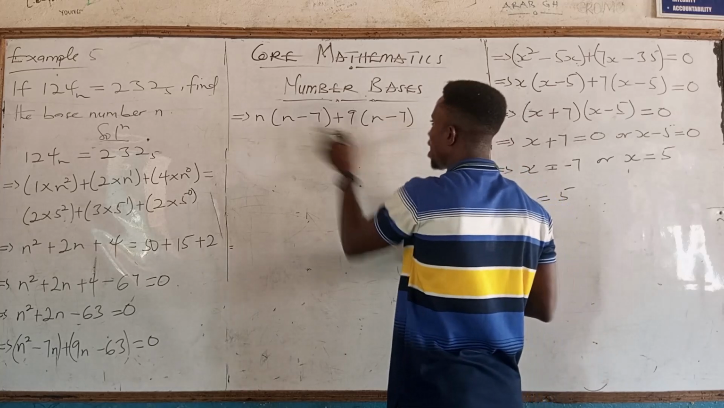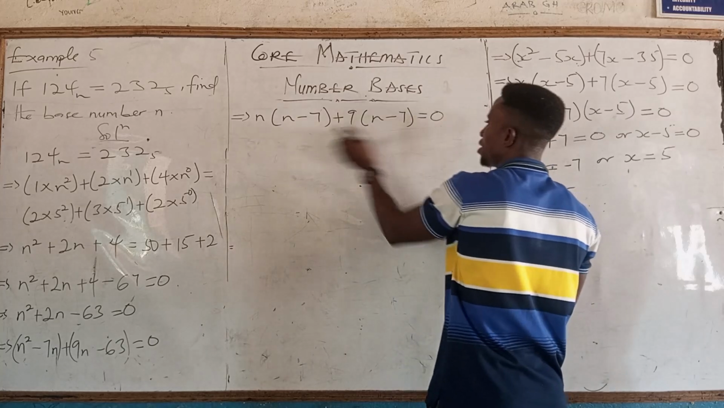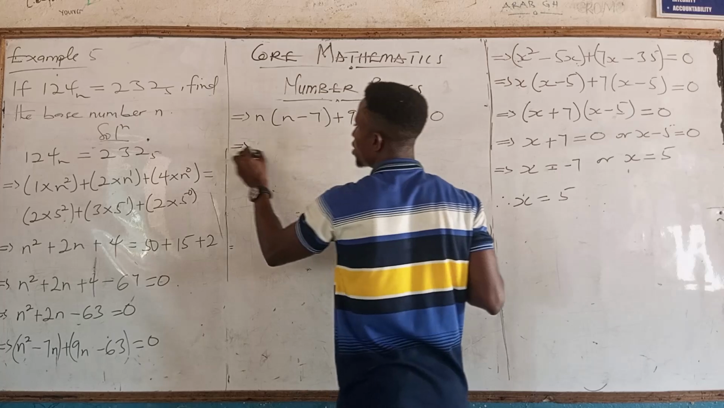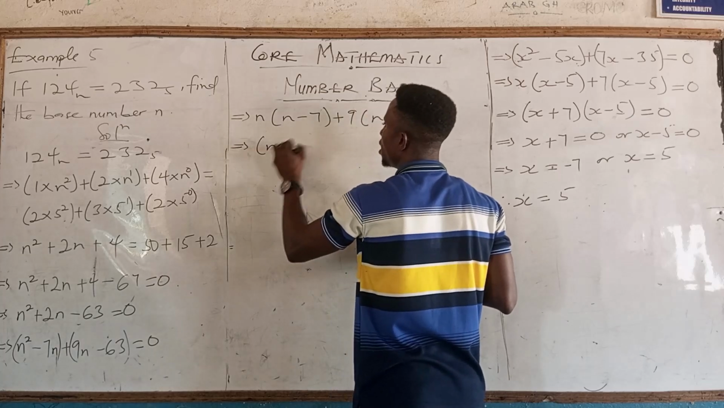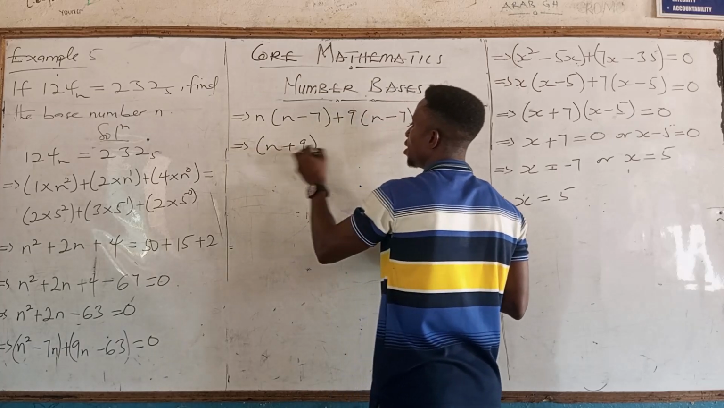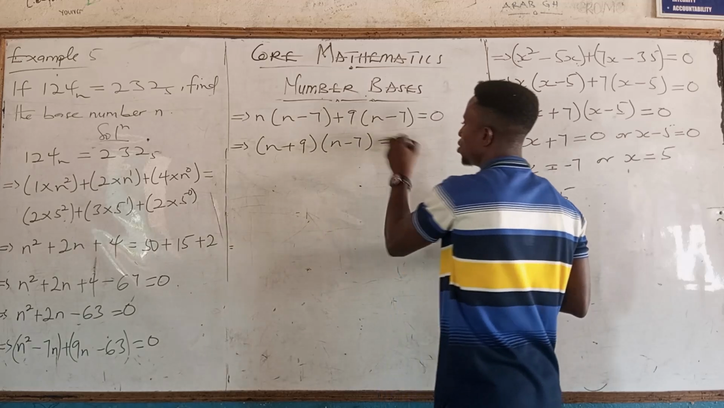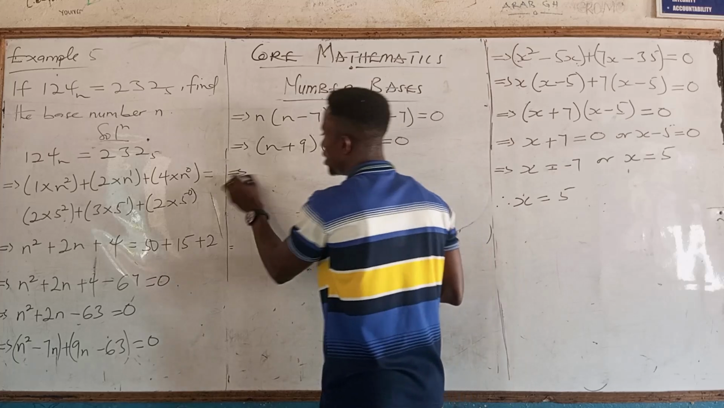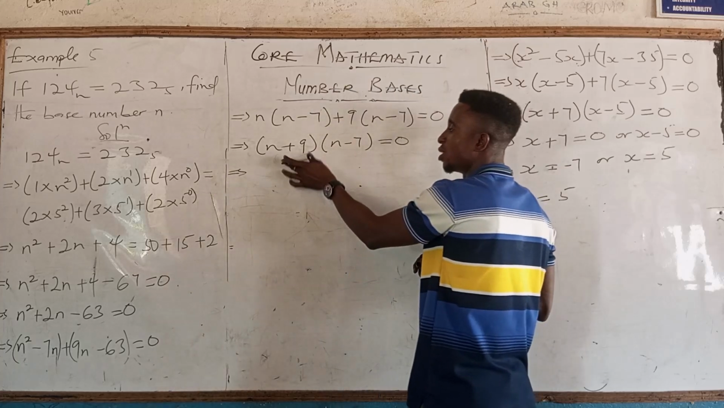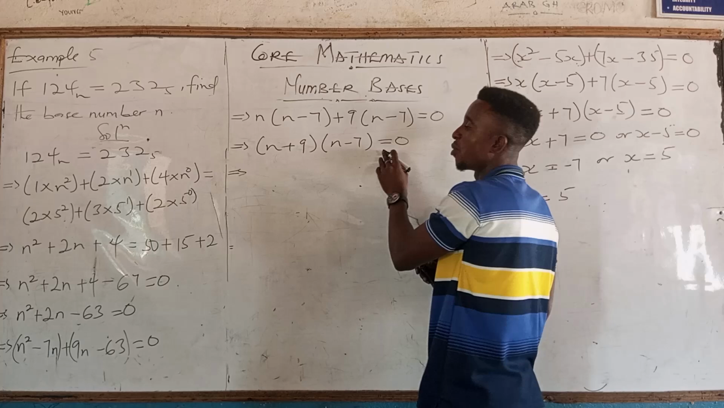So now we can see that what is inside the parentheses is the same. So we can form what is outside to be in one bracket: n plus 9, then n minus 7, and it's equal to 0. So it's either this that is equal to 0, multiplying to get 0, or that.